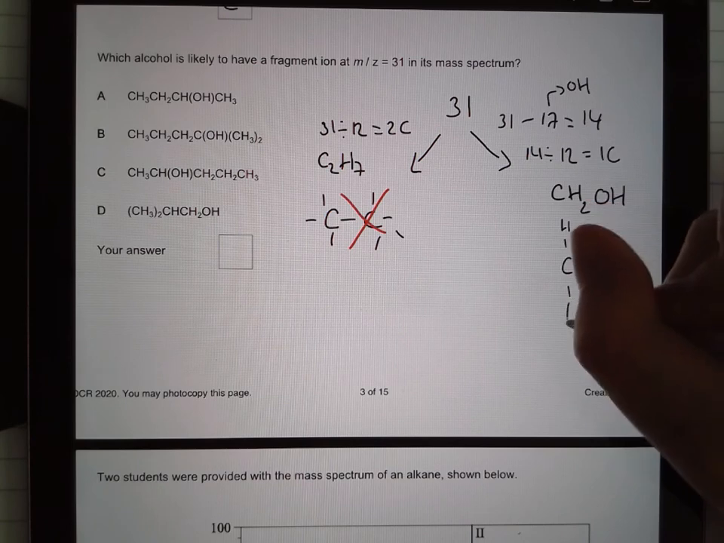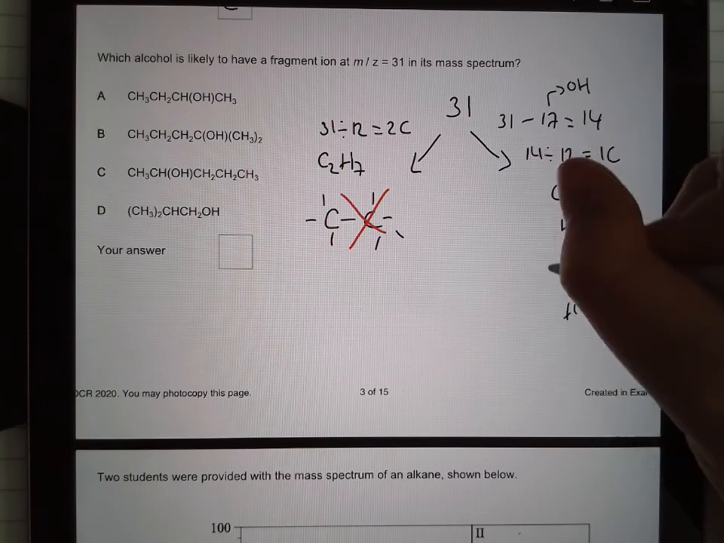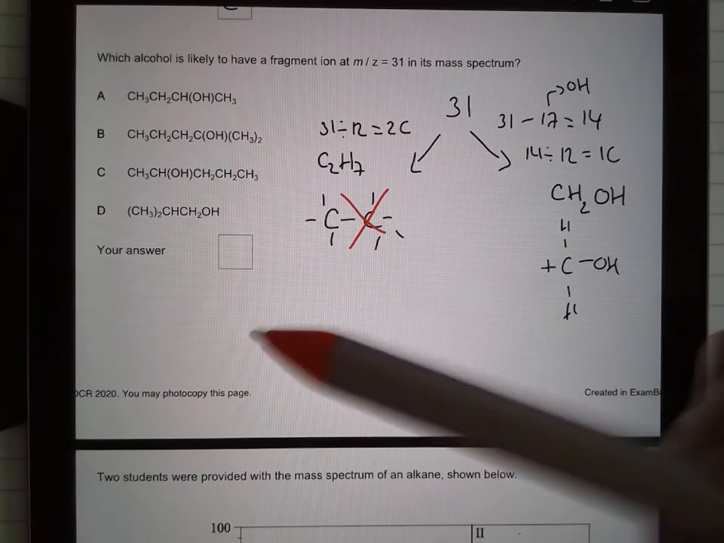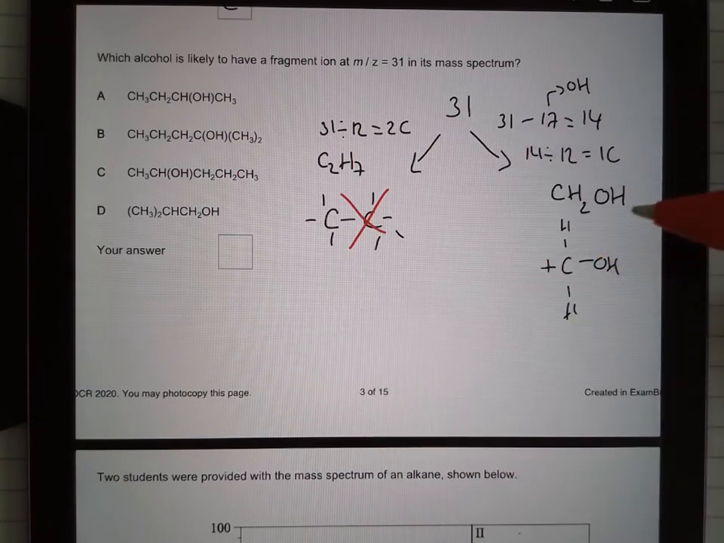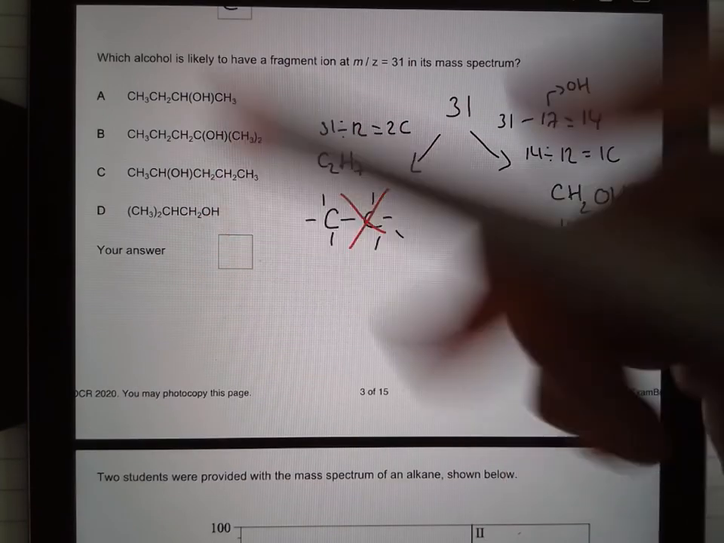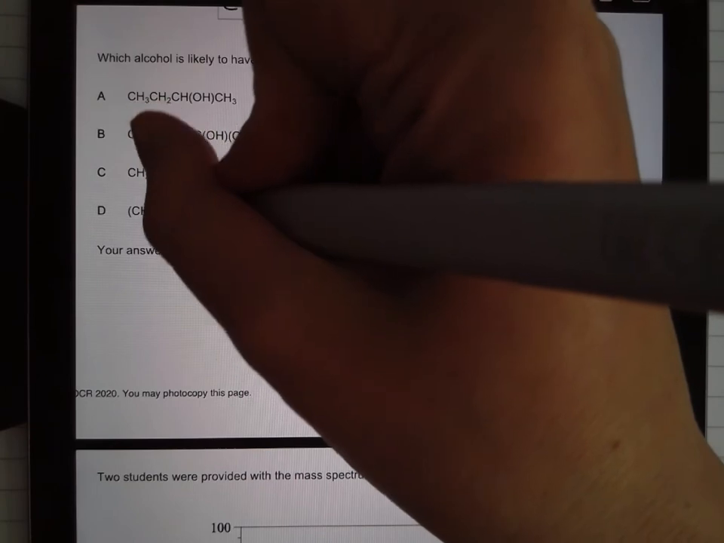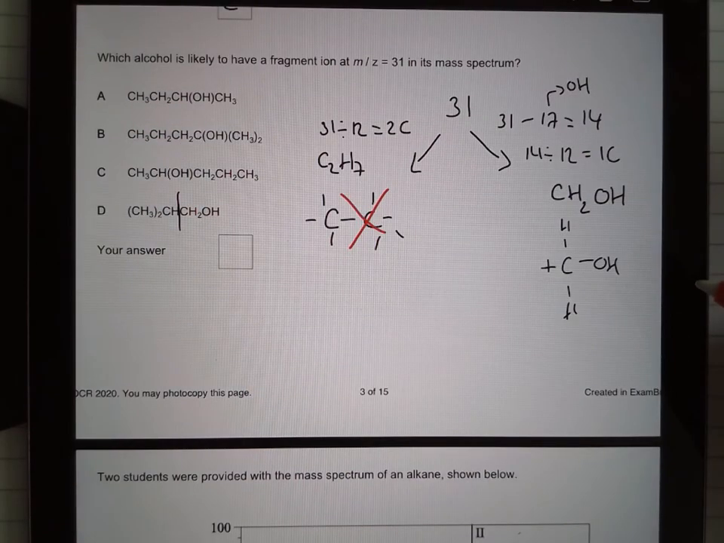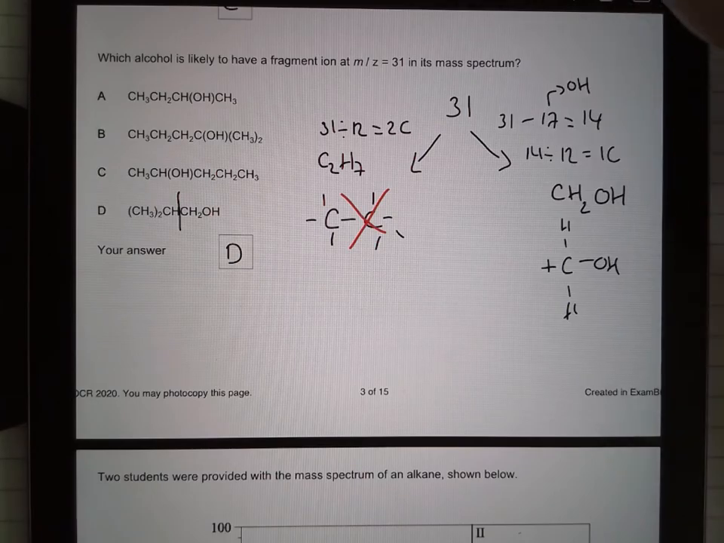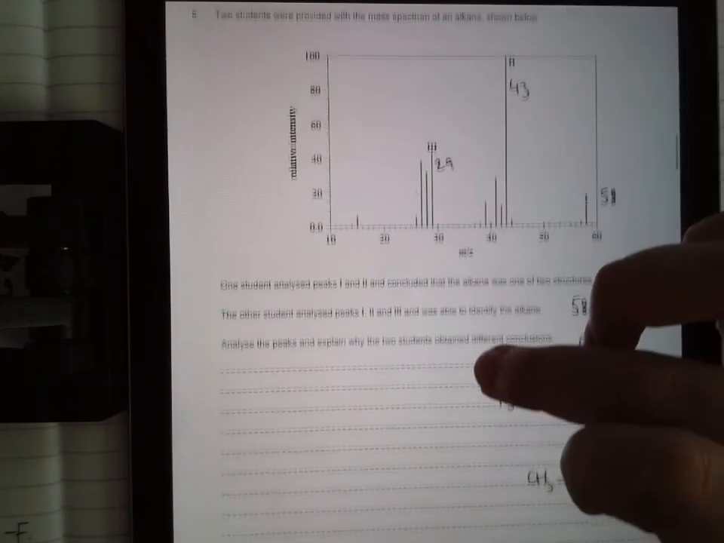Carbon bonded to 2 hydrogens. The OH was bonded to something else, but you've broken that bond and it's got a positive charge. So I just need to look at these alcohols and see which one has a CH2OH. Straight away I look at D and I see it's got CH2OH. If I were to break that bond there, I'd have a fragment CH2OH, and that is going to be my answer, D.